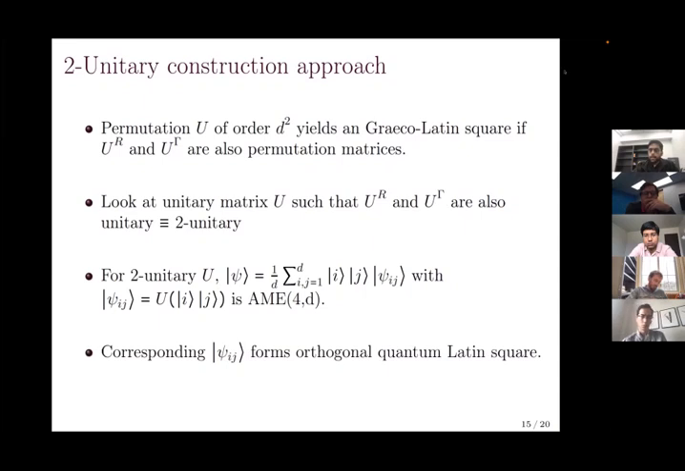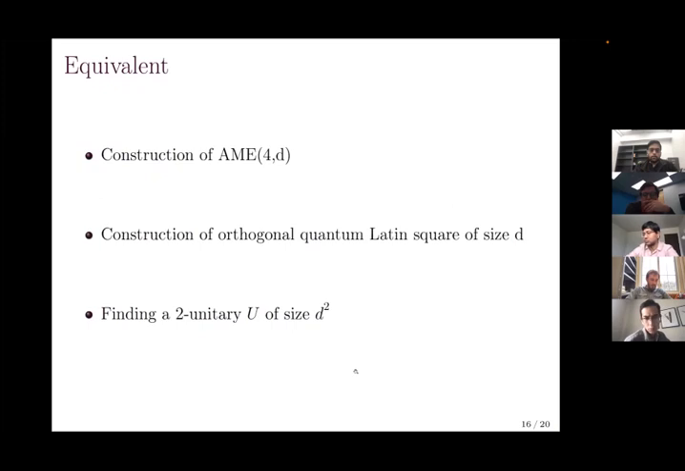And these corresponding psi_ij elements form an orthogonal quantum Latin square. So now they have three equivalent statements. Construction of an absolutely maximally entangled state of four systems of dimension D is equivalent to construction of an orthogonal quantum Latin square of size D, and is equivalent to finding a 2-unitary of size D squared. So by solving this one, they solve all of this.